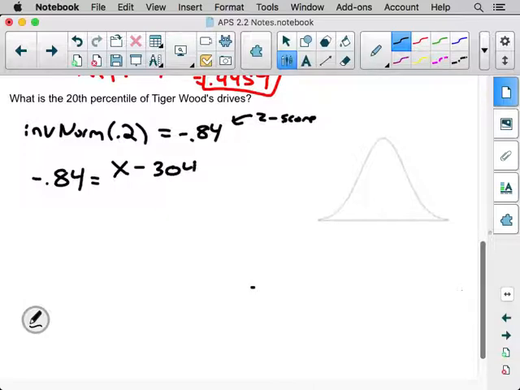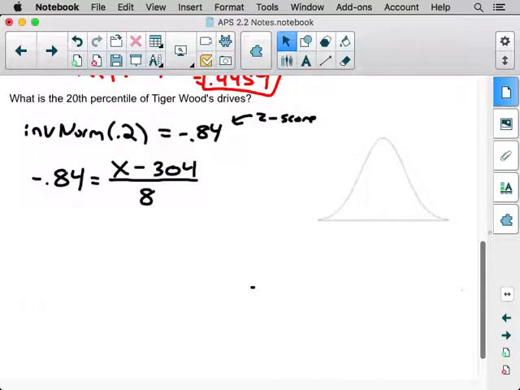Centered at 304, divided by 8. Okay, and now let's talk algebraically. How do we get x by itself? Two steps. Multiply by 8 and add 304. Now, let me show you a trick, okay? I like to keep things as exact as possible. So let me show you how you can do that.